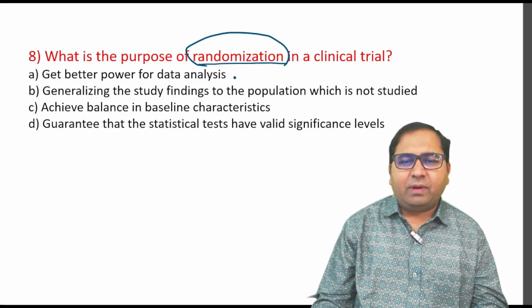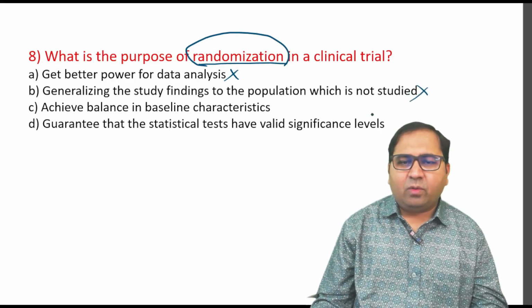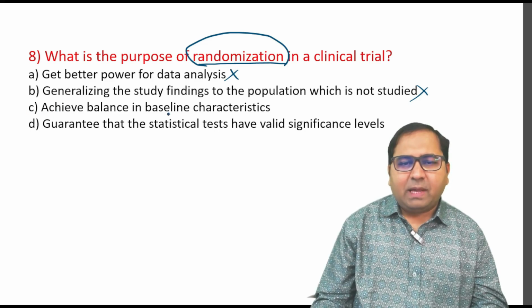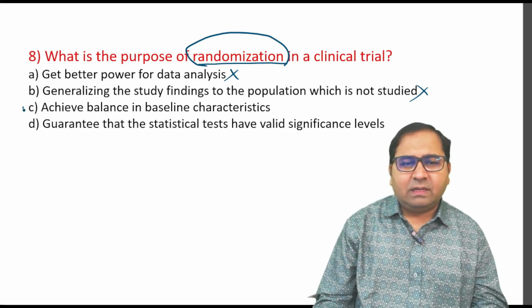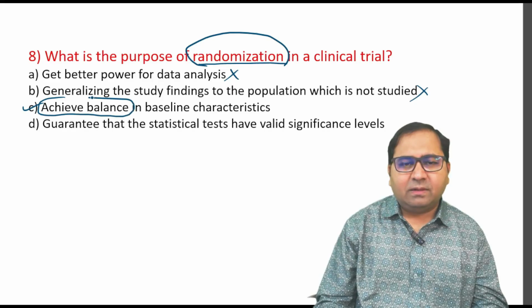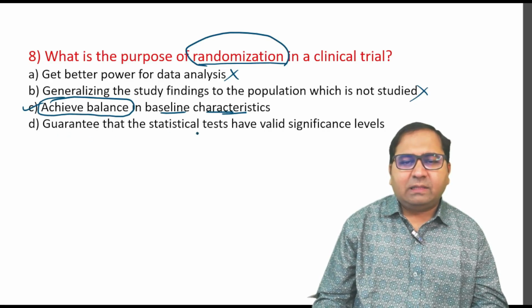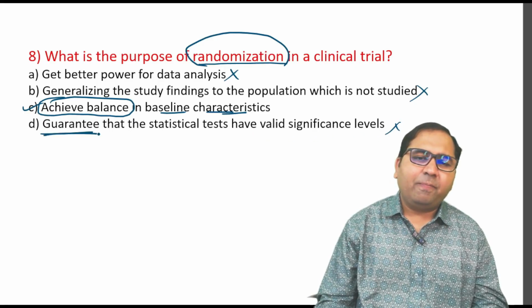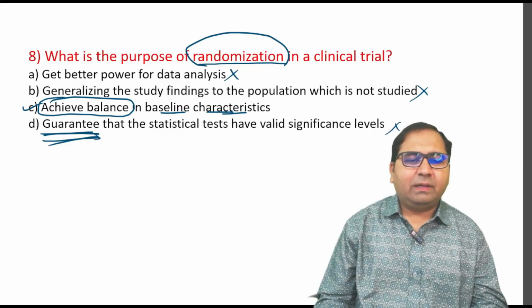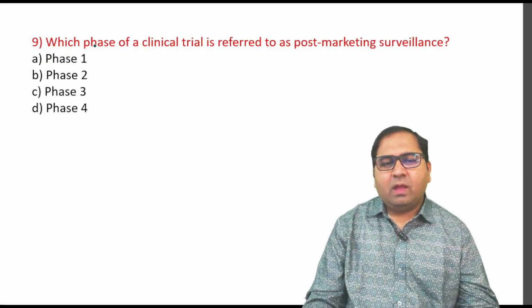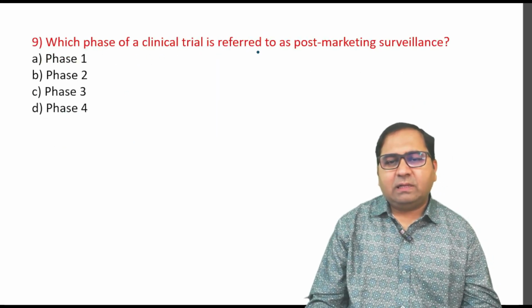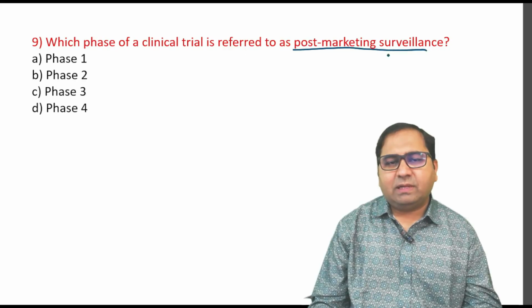Is it get better power for data analysis? No. Is it generalizing the study findings to the population which is not studied? No. Is it to achieve the balance in baseline characteristics? Yes, we have to achieve balance in baseline characteristics. And the fourth one, guarantee that the statistical tests have valid significance levels? No, there is no guarantee. Okay, there is no guarantee. Please remember this point.